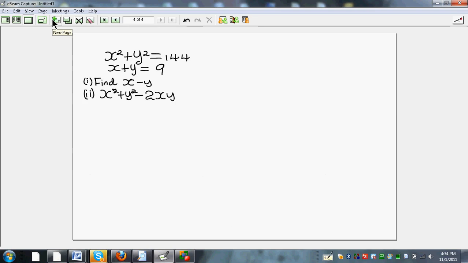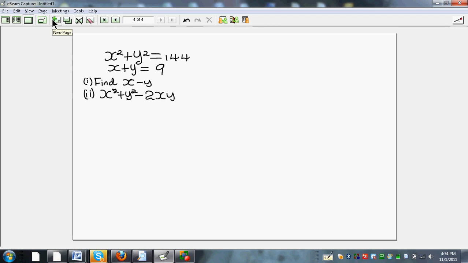Okay, so we have a question on the board. x squared plus y squared is equal to 144, and x plus y is equal to 9. They ask us to find x minus y in part 1, and then x squared plus y squared minus 2xy.